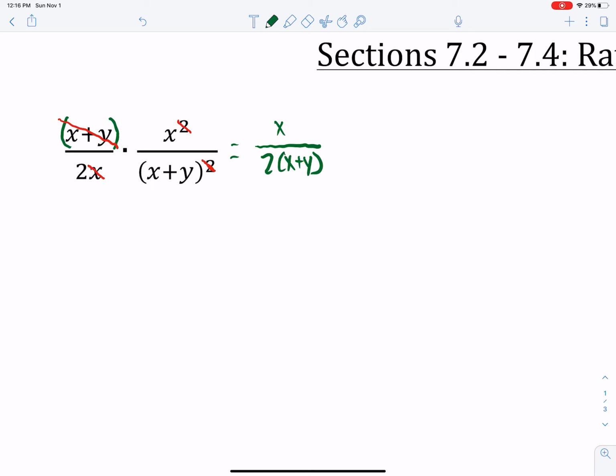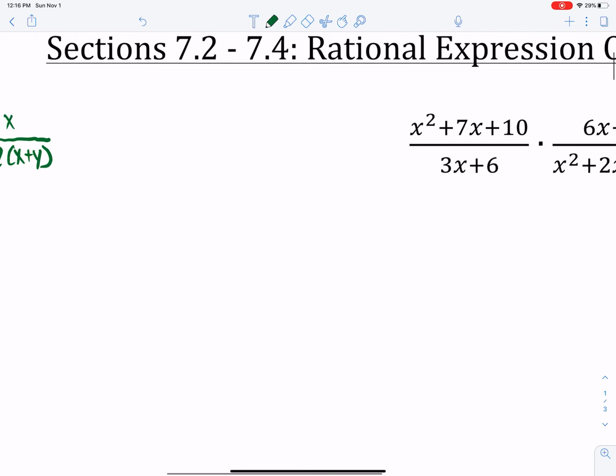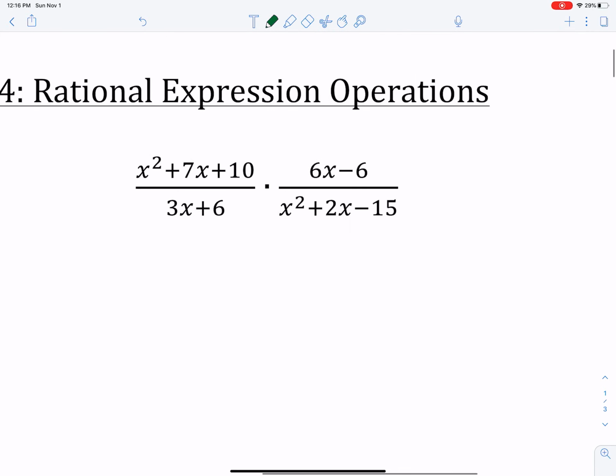Let's take a look at another multiplication example where we're going to factor first and then see what we can cancel out. So here on the top of the left one, to factor that, we're trying to think what can we multiply to get a positive 10 that would add up to a positive 7. It's going to start with x and x, and then to multiply to be 10 but add up to 7, you would need 2 and 5.